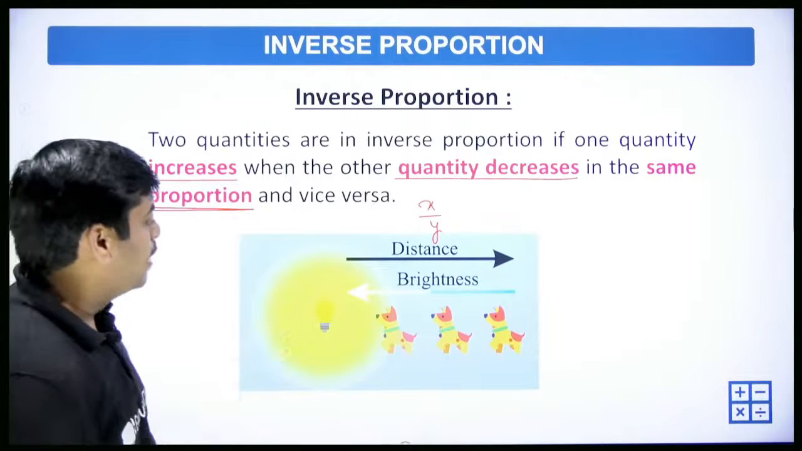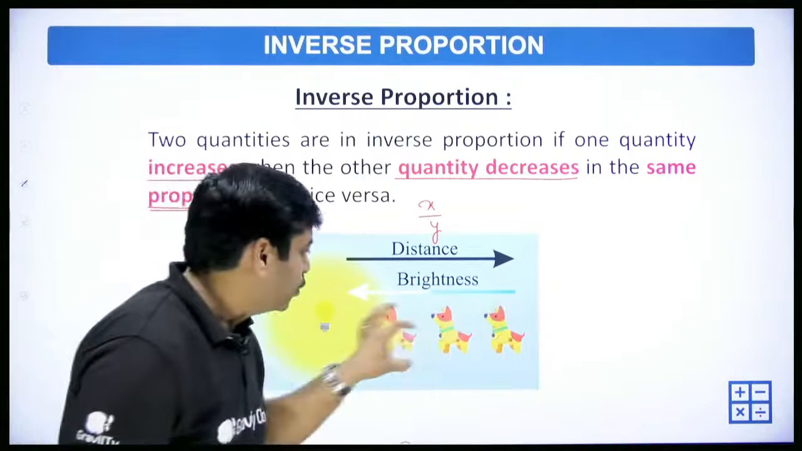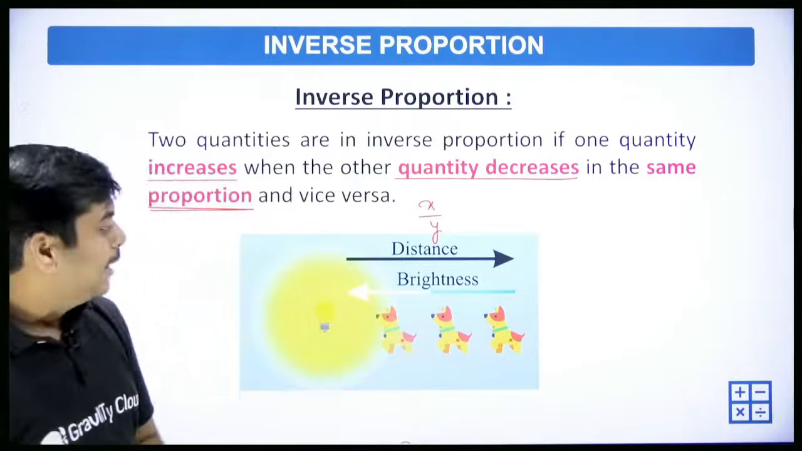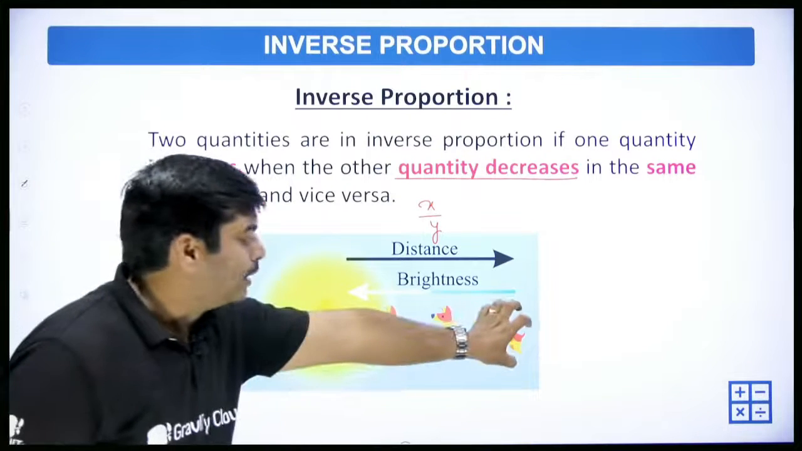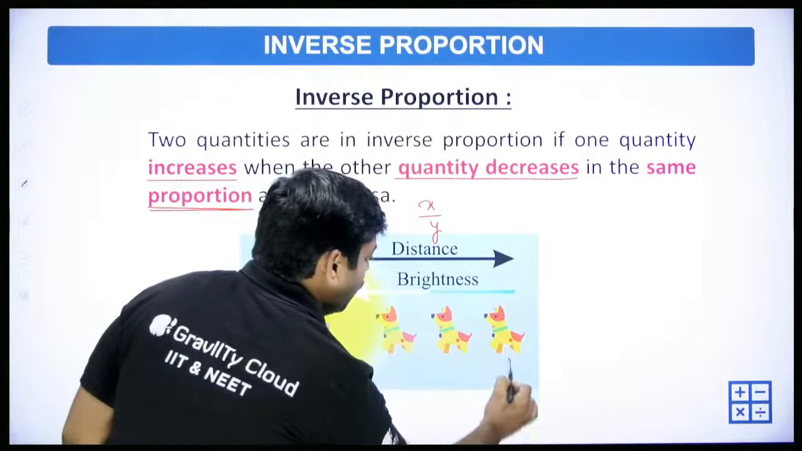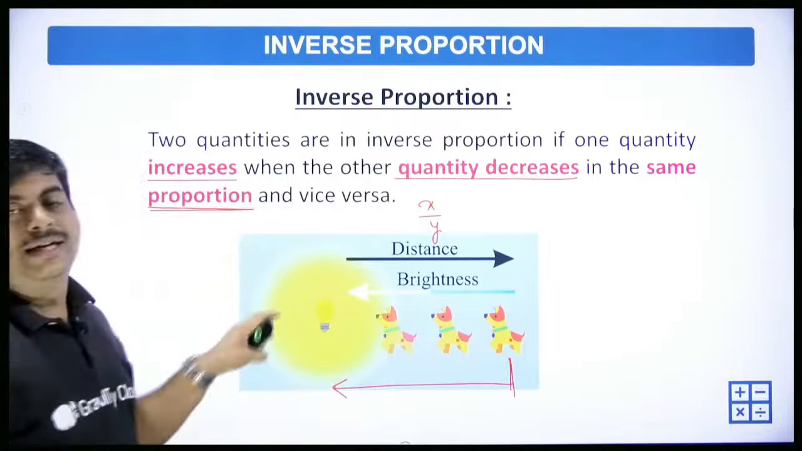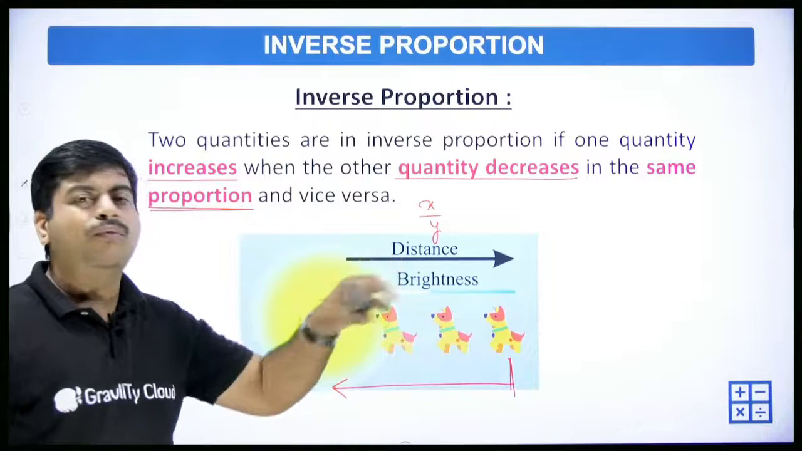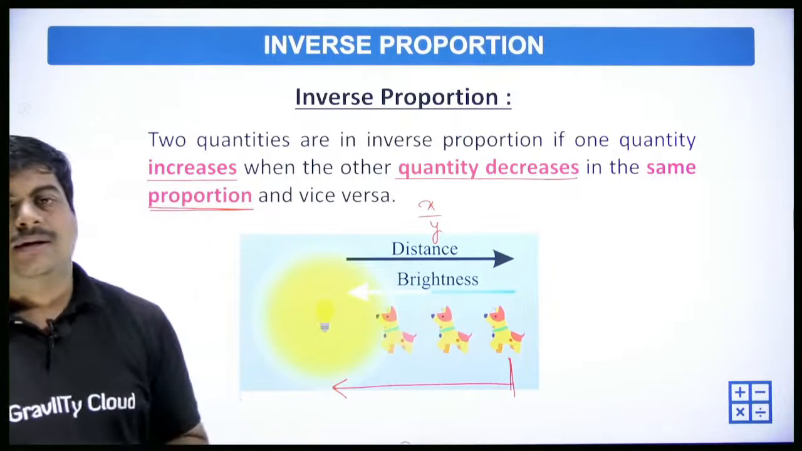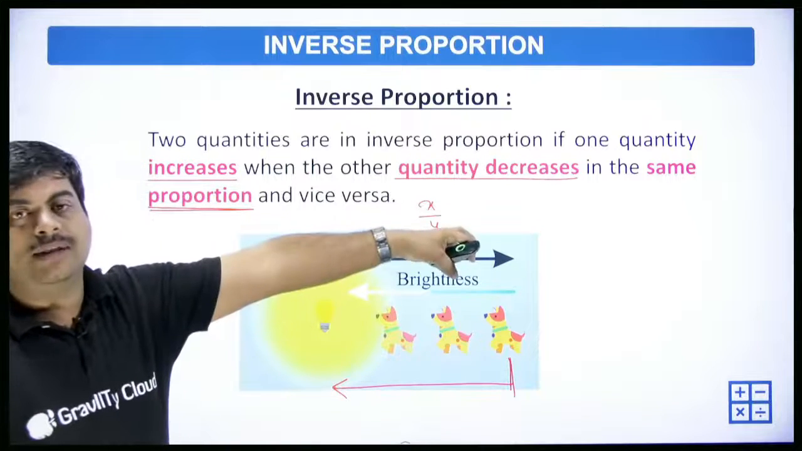You can see here, there is a source of light and there is a small puppy coming towards it. Let's say the puppy is at this point. From this point, if it sees the light, the brightness will be very less. The brightness will be very less because it is very far away from the light.